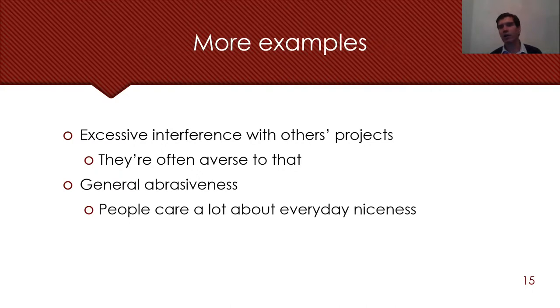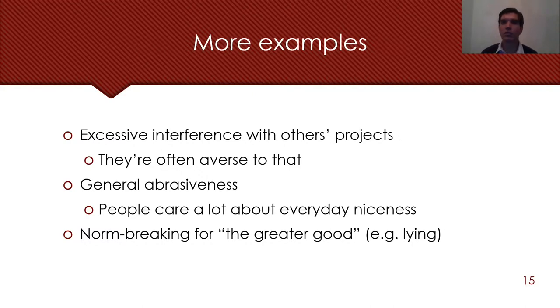And one might think that other effective altruists should realize that and put it aside if someone is not being particularly nice to them in a daily encounter. But I don't think that's how it works. Again, this is variations of the same theme, I guess. People do care a lot about everyday niceness. And if you're not nice to them, then they won't like it, even if you are doing a lot of good regarding these more big picture issues.